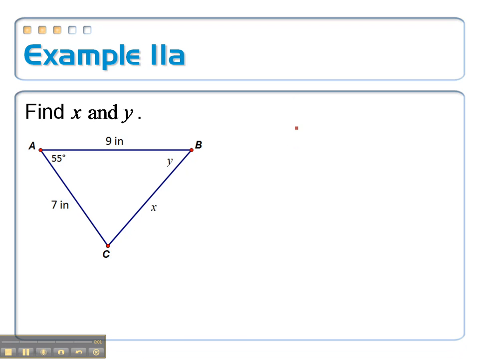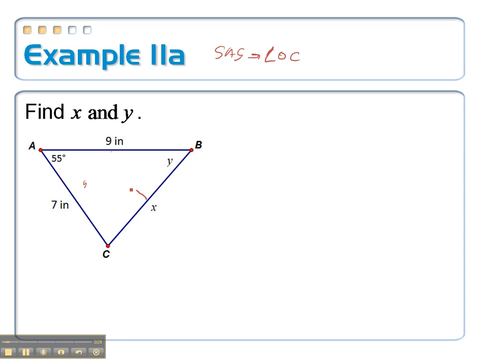If you need to see a couple more examples using the law of cosines, then this video is for you. Okay, we want to find x and y, x being a side measurement, y being an angle measurement. Notice that what we have is side, angle, side. Side, angle, side works with the law of cosines.